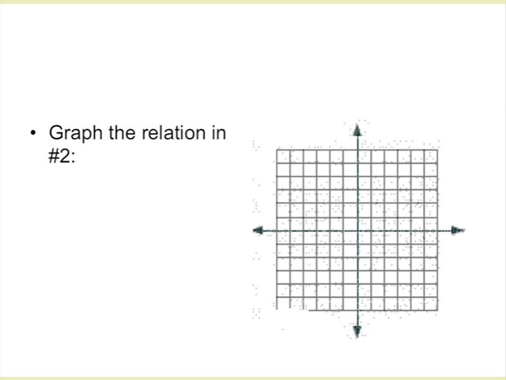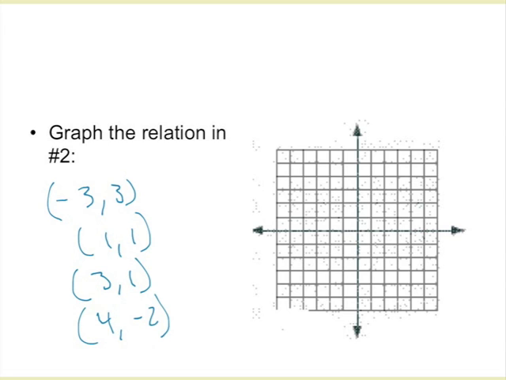In this question, we want to graph our relation from number 2. So again, I'm going to rewrite the numbers in that problem as ordered pairs. So we had (-3, 3) as the first arrow, (1, 1), (3, 1), and (4, -2). So I plot these: back to -3, up to 3, over to 1, up 1, over to 3, up 1, and over to 4, down 2.